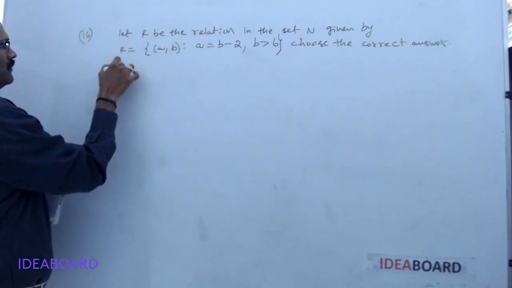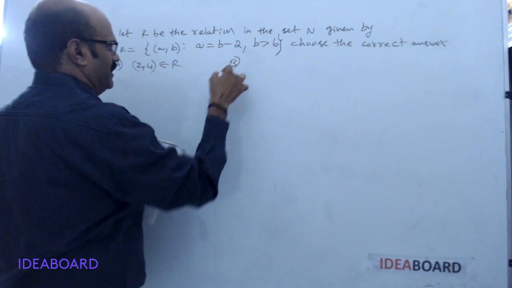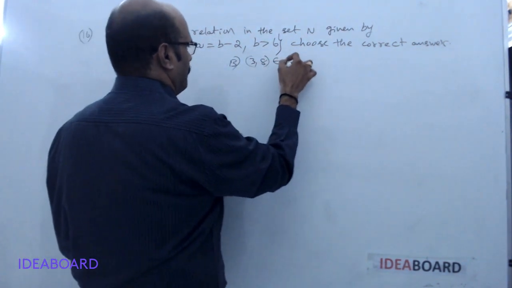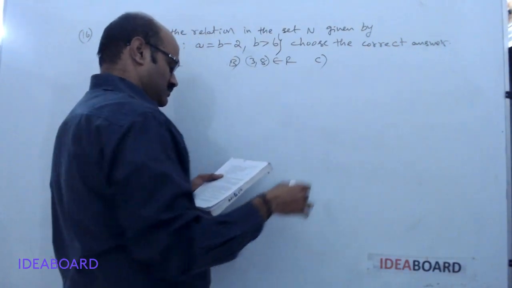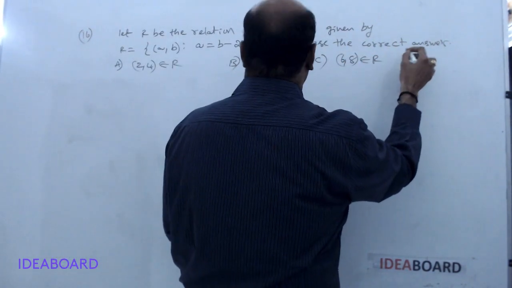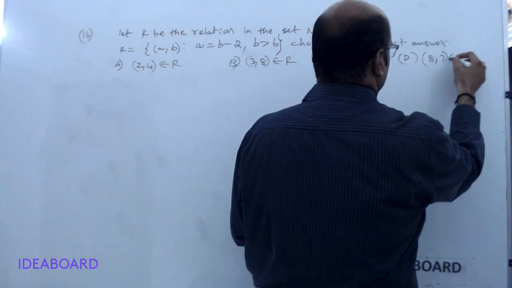A. (2, 4) belongs to R. B. (3, 8) belongs to R. C. (6, 8) belongs to R. D. (8, 7) belongs to R.